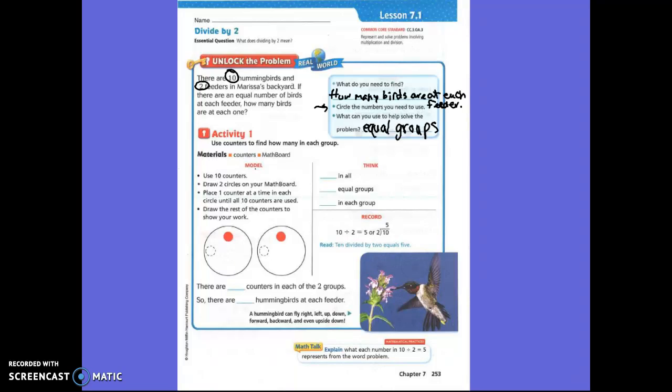Place 1 counter. What are the counters going to be? Each of the counters represents what in the problem? A bird. So you place 1 counter in each of the bird feeders, which are the 2 groups, until all 10 counters are used. So go ahead and do that. They already did 2 for you. You can trace the second one, and then continue to add until you get to 10.